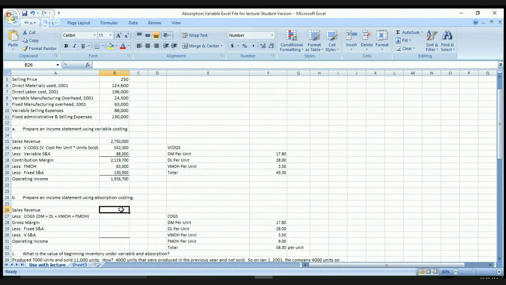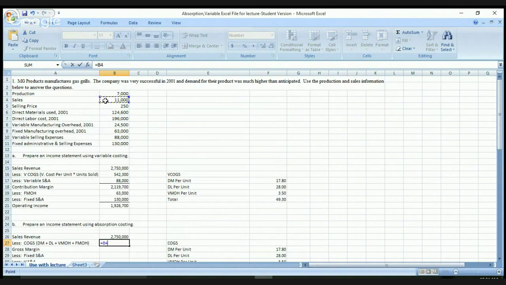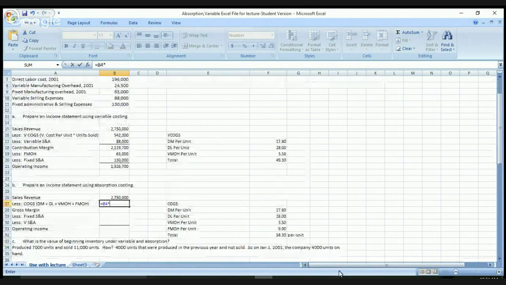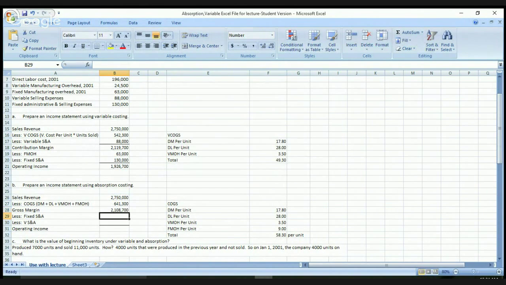So again, my sales, that doesn't change. So I got $2,750,000. But this time I'm going to take my 11,000 units that I sold and I'm going to multiply it by the 58.30 to get the cost of goods sold. And that comes up to $641,300. My gross margin is the difference between the two.